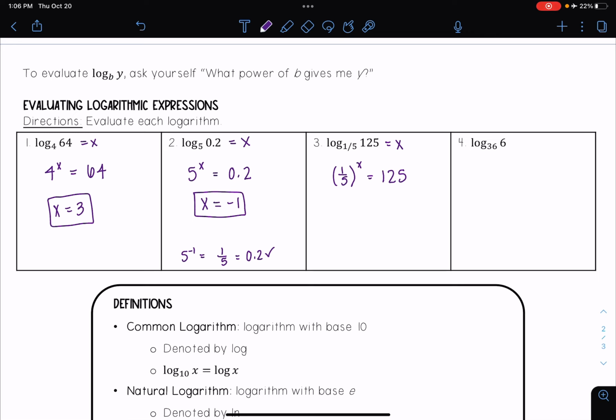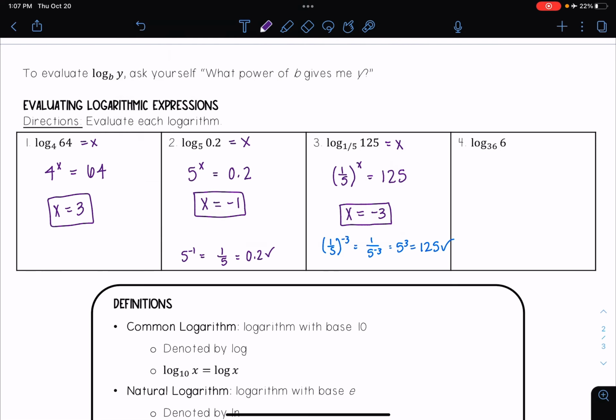So I can think through what power of 5 gets me 125. Well, I know that's 3. But since this is 1/5, that means this needs to be negative 3. And the reason that's the case is because 1/5 to the negative third power is the same thing as 1 over 5 to the negative 3. To make this exponent positive, I would bring it to the top, and that gets me the 125.